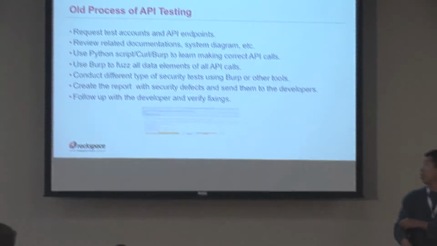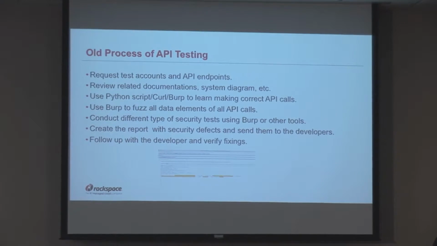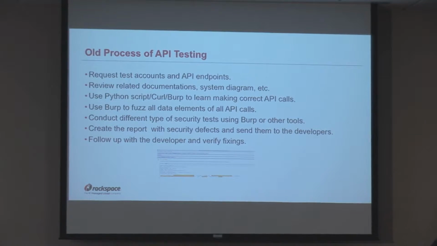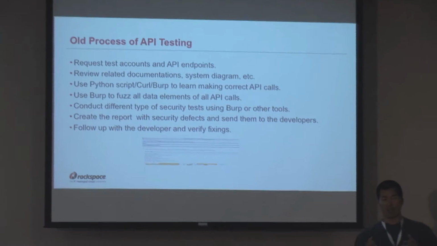So let's talk about this. When we first started in product security, all testing was manual, the traditional way. First, we ask the team for the test count and endpoints, and then we read the documentation. Then we try to use a Python script, curl, or Burp to make successful calls.